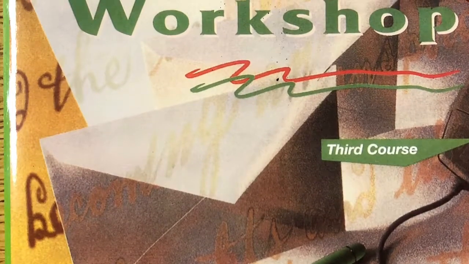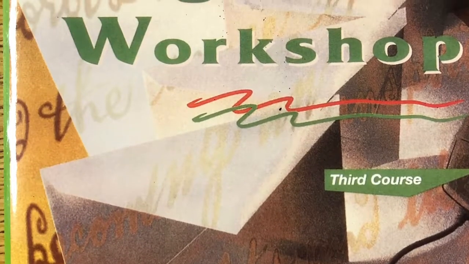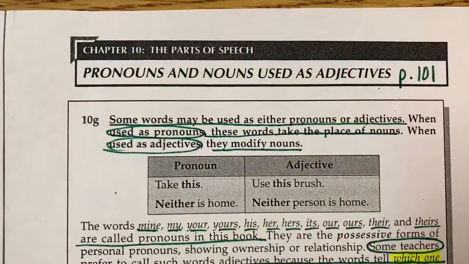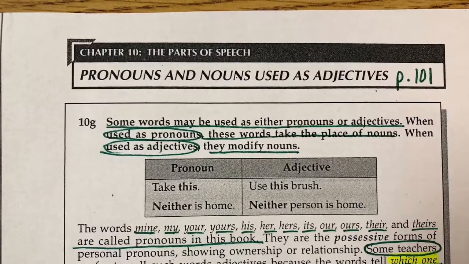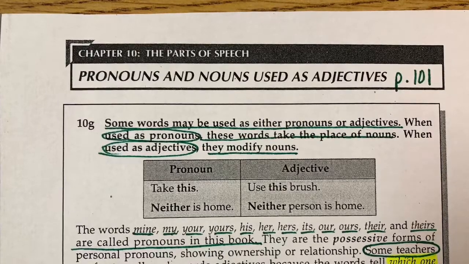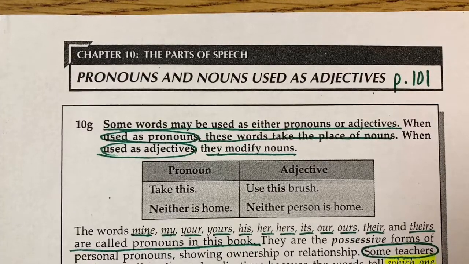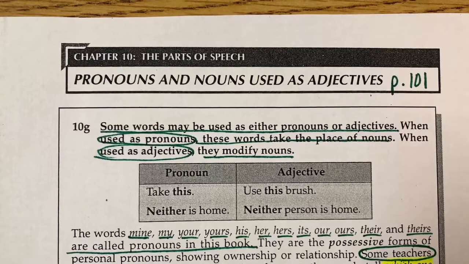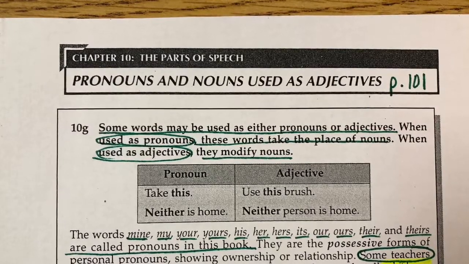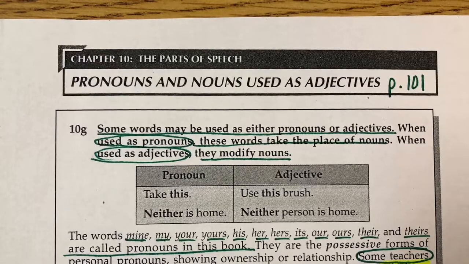Okay, happy day. We get to do a little bit more grammar. Now I'd like you to turn to page 101, and we're going to look at pronouns and nouns used as adjectives. So this is a little bit of a different assignment, but we're still talking about adjectives. Okay, so on page 101, right there at the top, let's underline and circle some really important information.